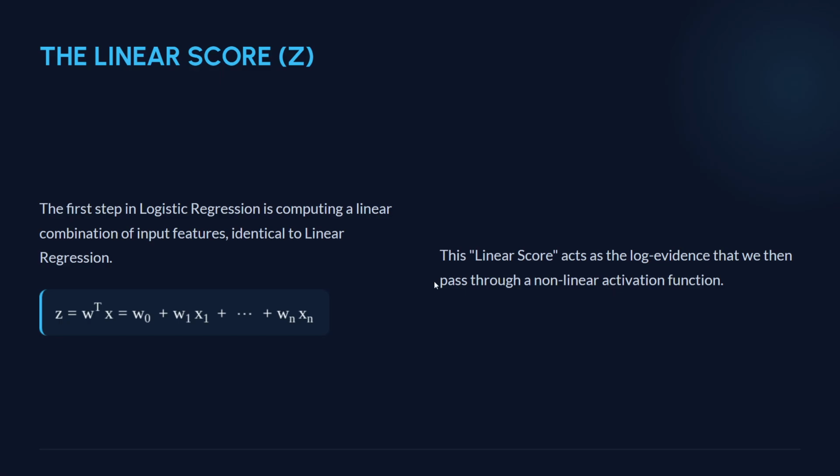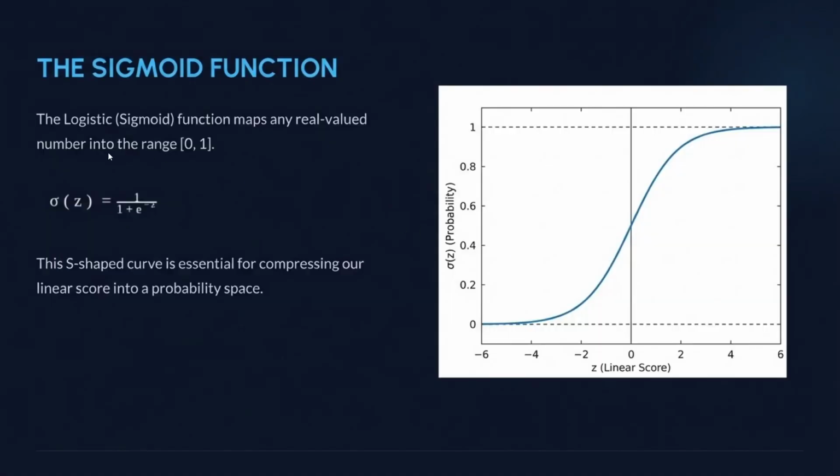The linear score acts as a log evidence that we then pass through a nonlinear activation function. The value which we get from here, we pass through a nonlinear activation function. Let's take the nonlinear activation function sigmoid. The equation of the sigmoid function is 1 divided by 1 plus e to the power minus z. Why are we using sigmoid? Because it shrinks the value between 0 and 1.